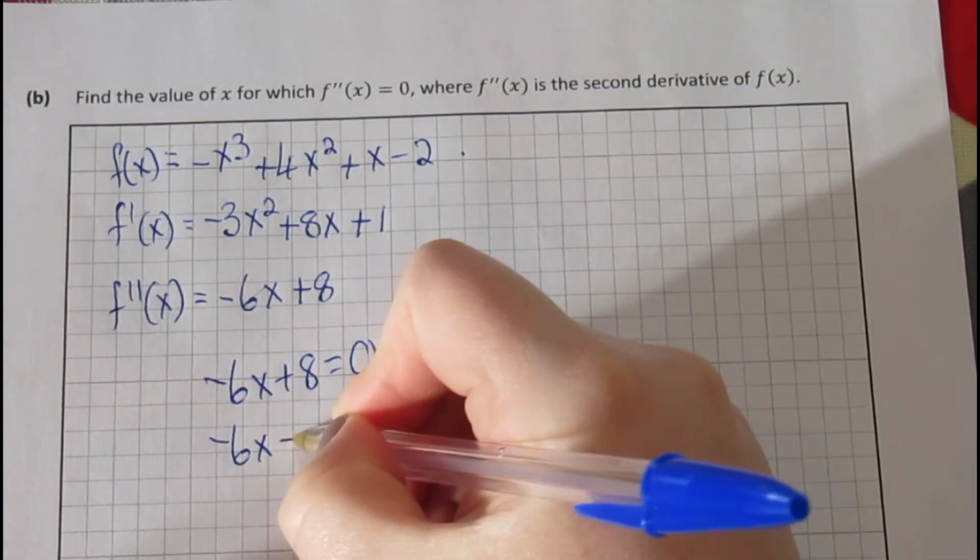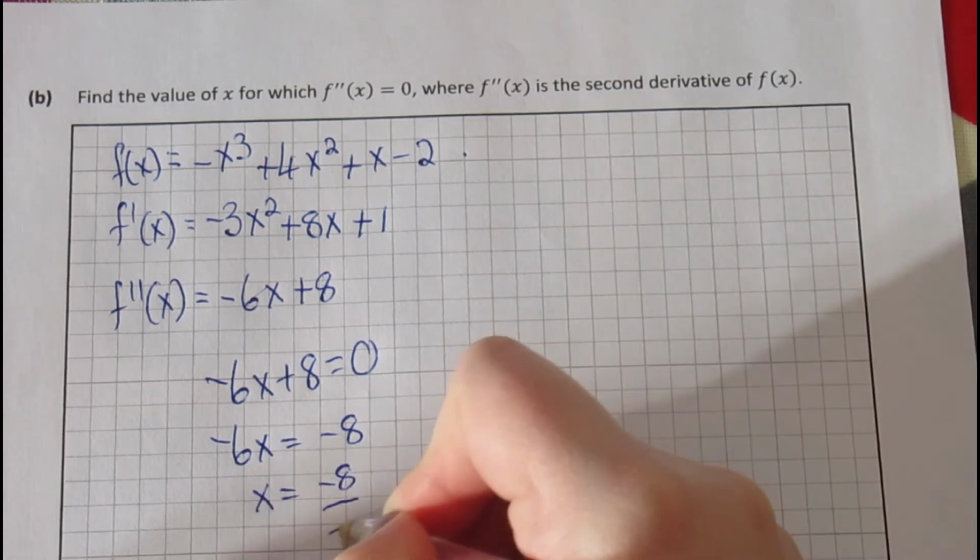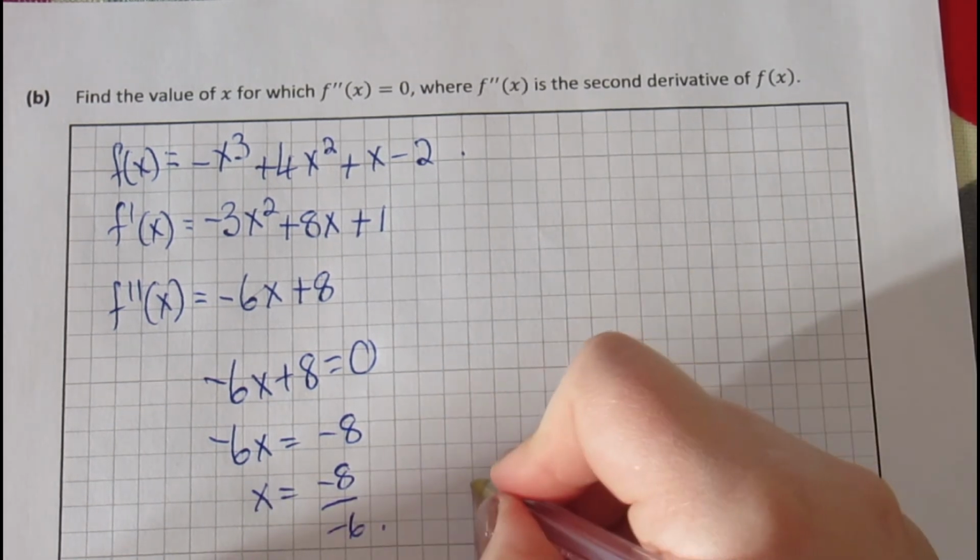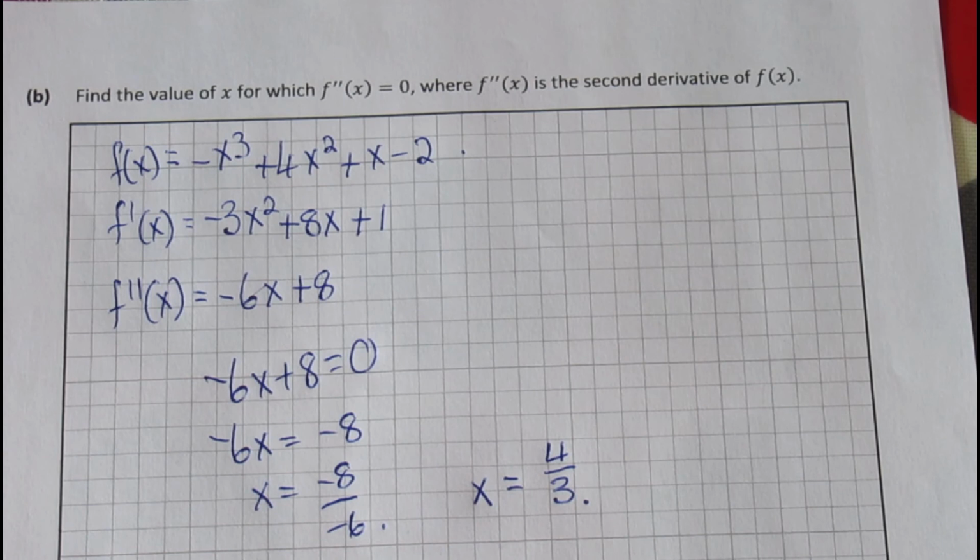X is on the left, numbers on the right. Bring that minus 6 over, it divides. And we see that our x value is equal to 4 over 3, which is the same as 1 1/3. So that's it. We're all done with that question.